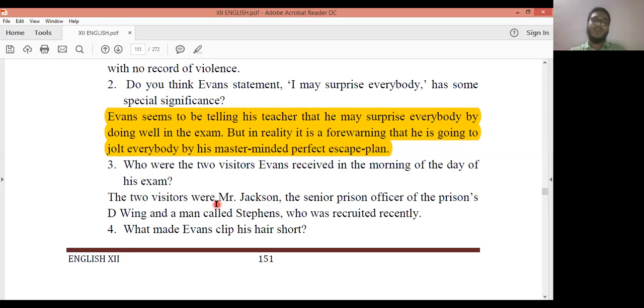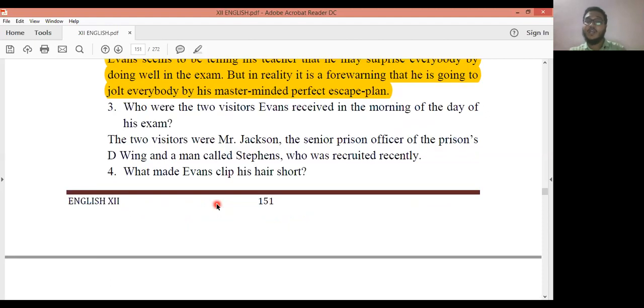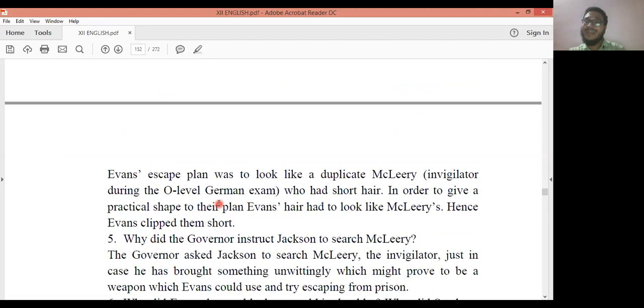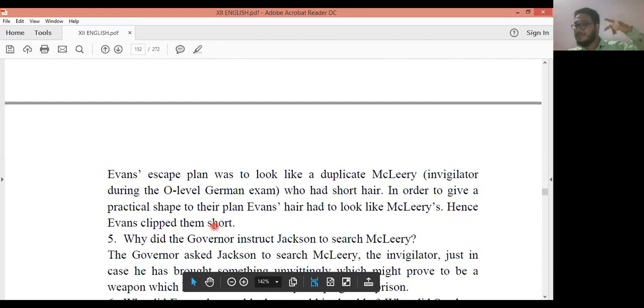What made Ivan clip his hair short? Ivan's escape plan was to look like a duplicate McLary, the invigilator during the O-level exam who had short hair. McLary had short hair, and he would look like McLary. In order to give a practical shape to their plan, Ivan's hair had to look like McLary's. Hence, Ivan clipped it short. Got it clear, students?